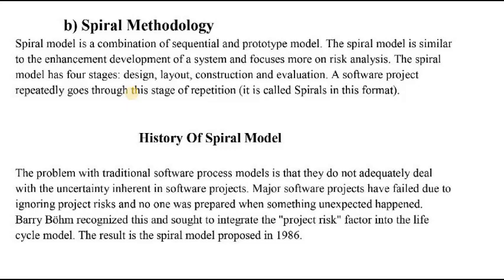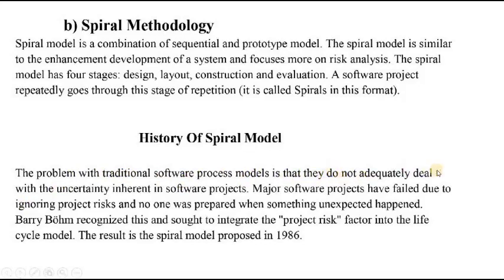This is the most used model today. Due to the problem with the traditional software process, Barry Boehm introduced a better method, the spiral model, in 1986. What's the history of the spiral model?